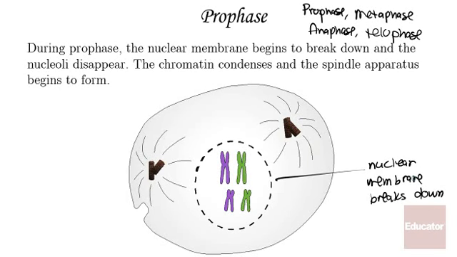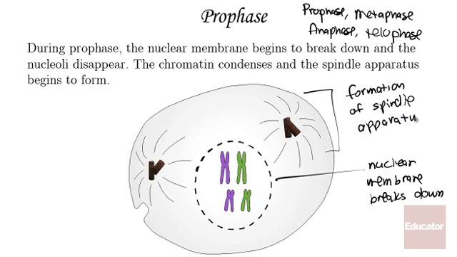So the spindle apparatus starts to form during prophase. And here you can see the centrioles within the centrosome, and the aster, so the spindle fibers, are starting to radiate out. So here we have formation of spindle apparatus. In addition, the chromatin condenses.